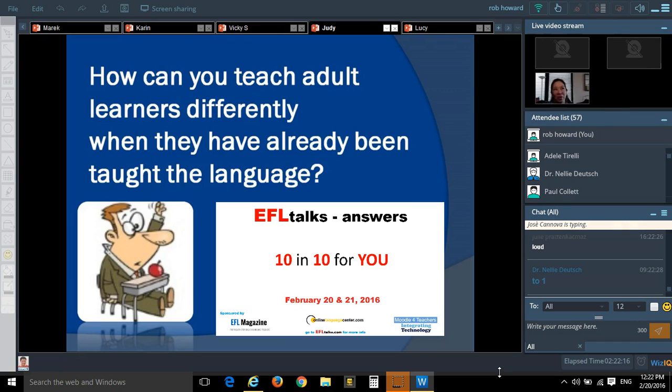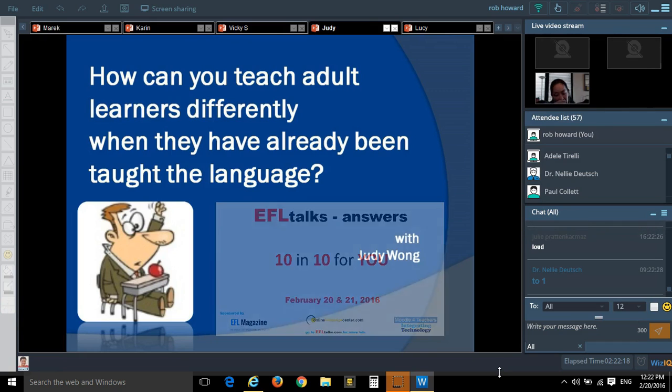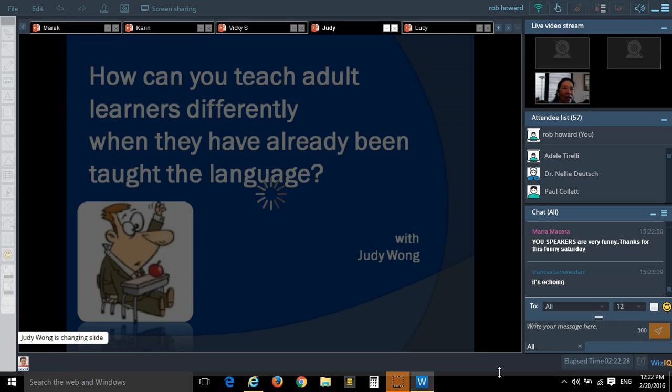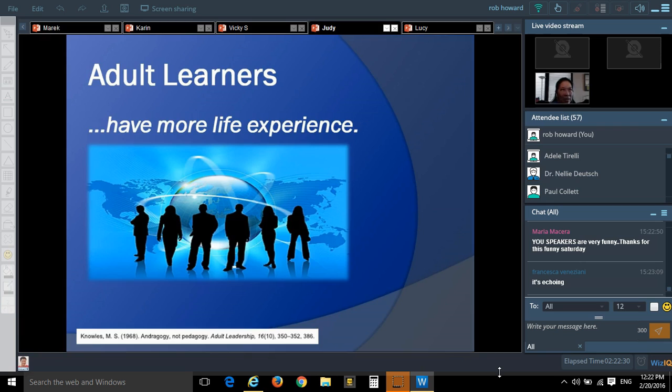So how do you teach adult learners differently? You have to think about a few things. First, you have to understand, what are adult learners? Adult learners, we're not like normal children, and you have to understand that when adult learners come to your classroom, they're coming with a whole life of background.